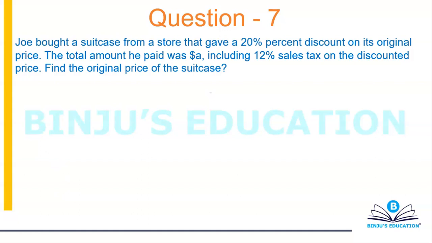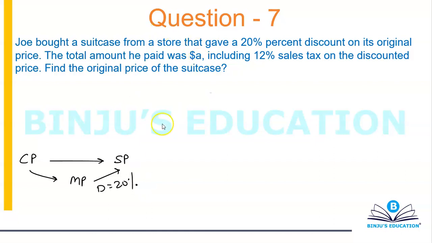Alright, let's try this one. So Joe bought a suitcase from a store that gave 20% discount. As soon as I see the word discount, I'm going to write cost price, selling price, and mark price. Joe bought a suitcase from a store that gave 20% discount. So discount is 20% on its original price.